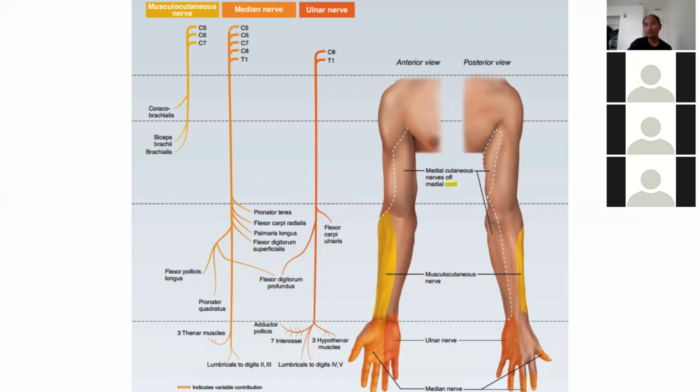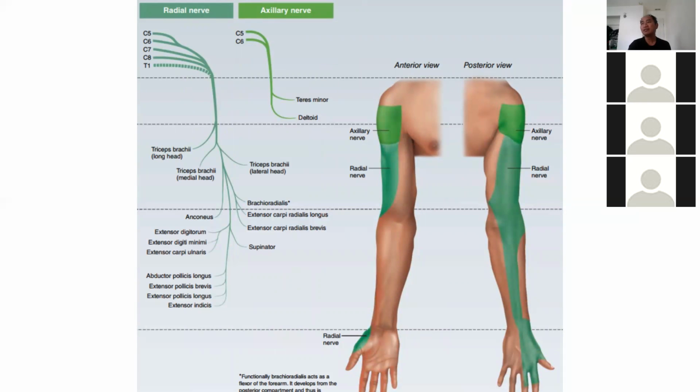Where do we check? Here, look at that. The radial nerve here, and then radial nerve here. The best place to check is on the dorsum of the hand, between the thumb and the index finger, this area. That is what we call the first web space. You touch it, and he cannot feel anything.